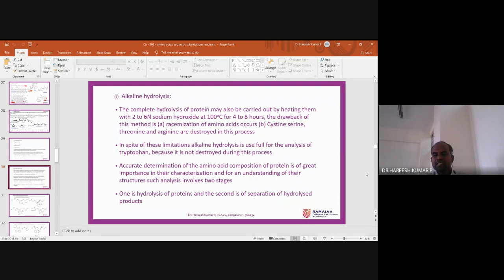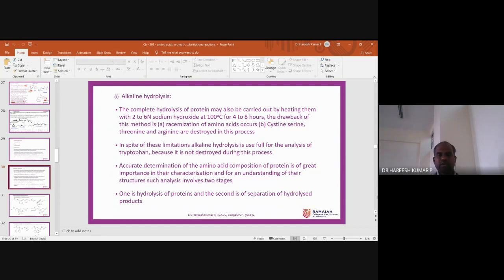Racemization is one problem. Another one is cysteine. Cysteine is a sulfur-containing amino acid. Serine has a CH2OH, an alcohol-containing amino acid. Threonine is also an alcohol-containing amino acid. Arginine is a heterocyclic-containing amino acid. So these are destroyed when a peptide is cleaved by using alkaline hydrolysis.